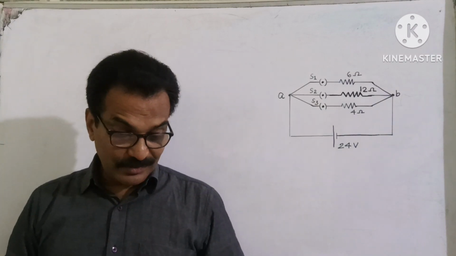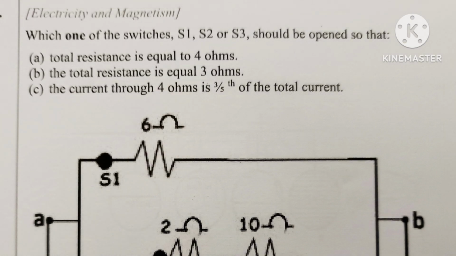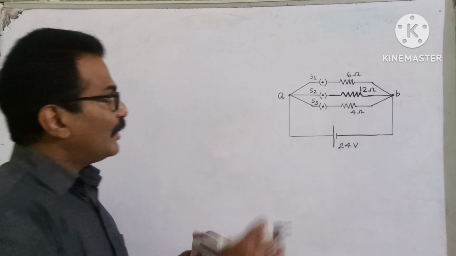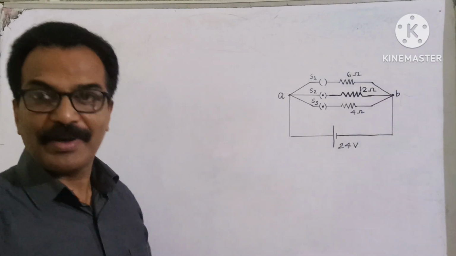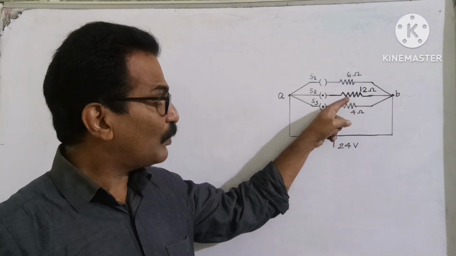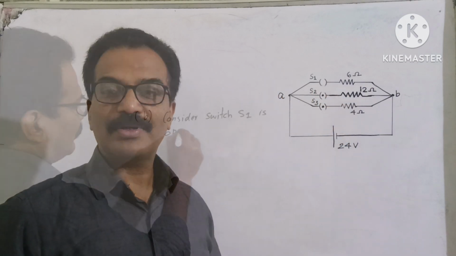Part B of the question. Here they are asking to find the switch which is to be open so that the total resistance is equal to 3 ohms. So okay, we can start with this S1. If S1 is open, two resistors are there in the circuit. This 12 ohm and this 4 ohm. They are connected in parallel. What will be the total resistance?